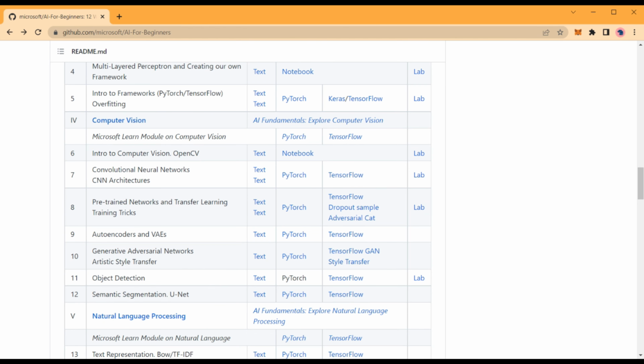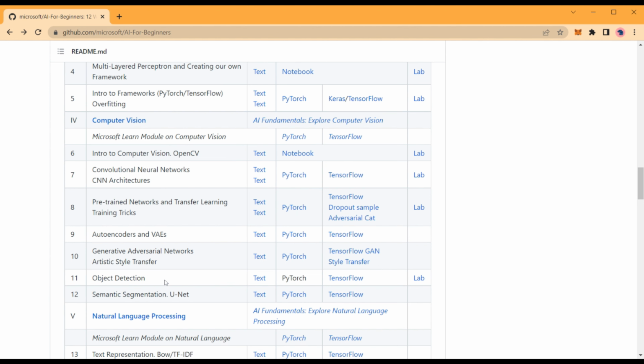Then on ninth, autoencoders. Okay, so 9 is autoencoders and VAEs. And this is also a text readme block, PyTorch block, TensorFlow block, and there is no lab for this. Then generative adversarial networks, artistic style transfer. Okay, so for both of them, I guess there is one readme block, PyTorch block, and another TensorFlow. There's a TensorFlow GAN Python notebook block, and the style transfer Python notebook block, and there is no lab for this.